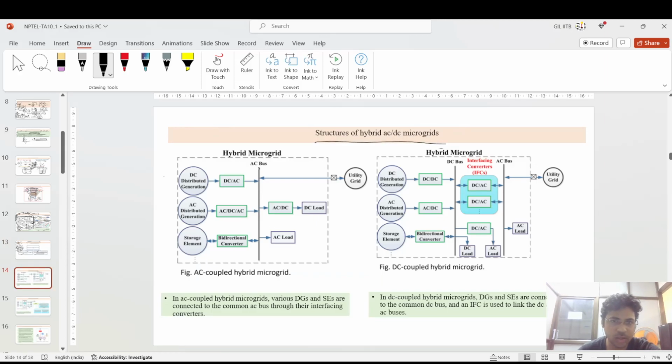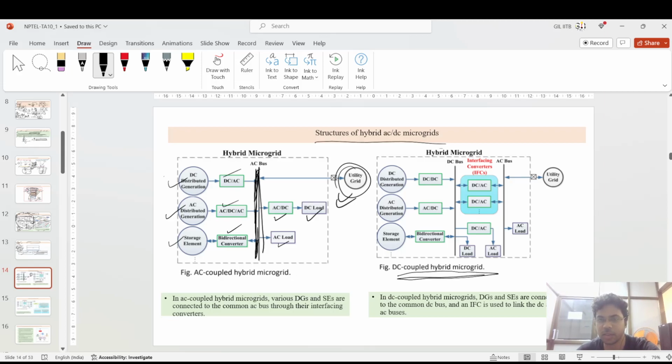Okay, so coming to the structures of the hybrid AC-DC microgrid, this is the utility grid, and you have the AC bus in between. For that, if you have a DC load, you have to convert from AC to DC, and an AC load can directly be connected, and you have a certain storage element or AC distributed generator or DC distribution system. So you have to convert from DC to AC based upon the power level requirement. And the storage system needs a bidirectional converter: when the power is in excess, you have to charge it, and when there is lower power generation, you have to inject the power.